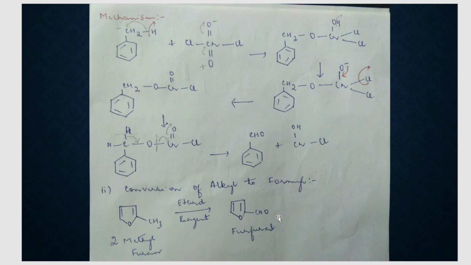Now this can come as a 2-mark question also. They can give you methyl furan or any ring attached to CH3, and they might give you a reagent like Étard's reagent and ask you what the product is. So you will change the CH3 group into the aldehyde group and write. Or they might give you the reaction and ask you what oxidizing agent we are using. So you will write Étard's reagent, which is CrO2Cl2.